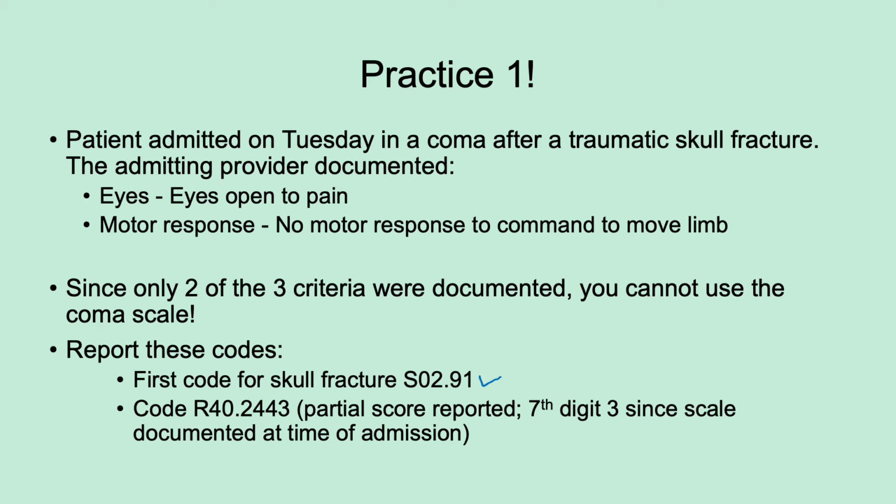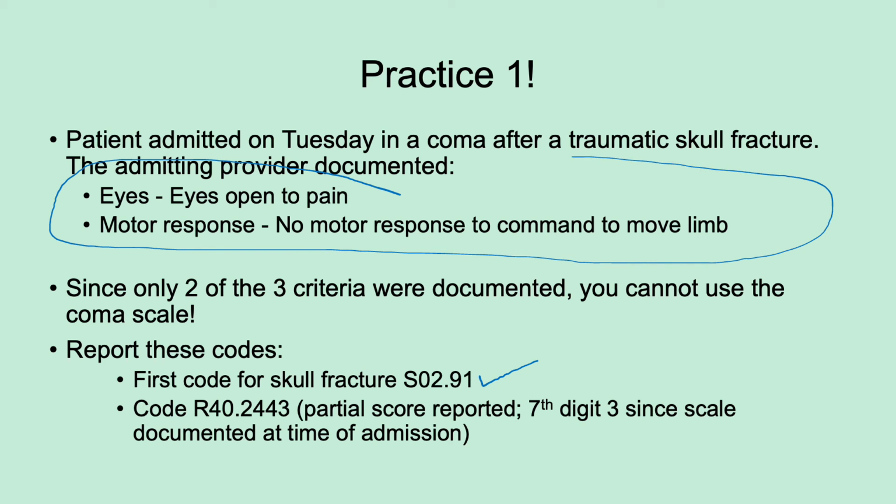Okay, first you do the code for a skull fracture. Now look, you only have 2 of the 3 categories documented, so you can't use the scale. Use R40.2443, partial score. You only have 2 of the 3. The 7th digit is a 3 since it was documented at time of admission, patient admitted. So this is kind of a trick question.